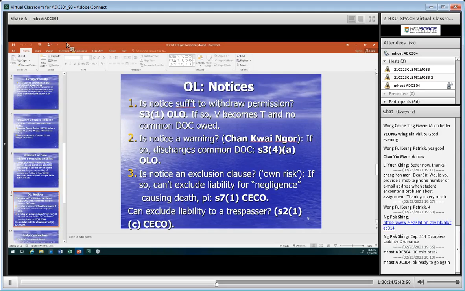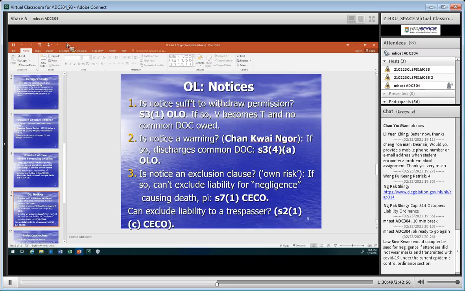So could you argue that a notice could amount to an exclusion clause? If it is an exemption clause, remember it will not be effective if it's aiming to exclude liability for negligence causing personal injury or death, Section 7 sub 1. Remember Section 7 sub 1 of the Control of Exemption Clauses Ordinance, you must know that, and remember Section 7 sub 2. Can you exclude or restrict liability for negligence causing other damage? Well, you can, but only if it is reasonable. So there you are. That's another function that a notice might be aiming to do.